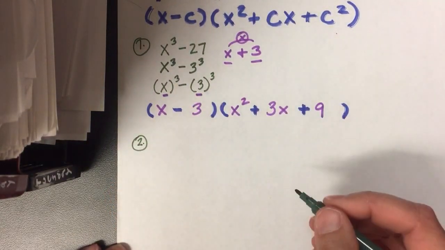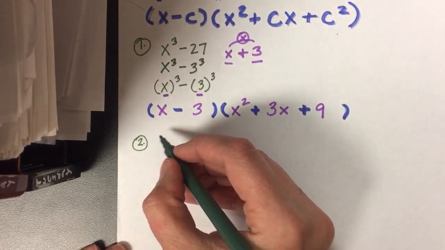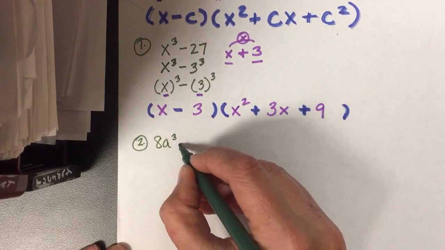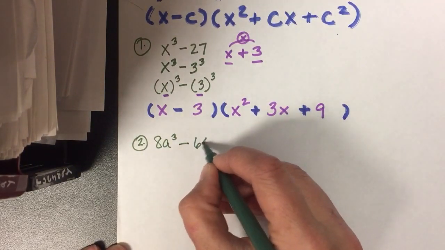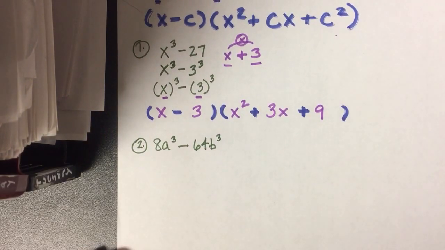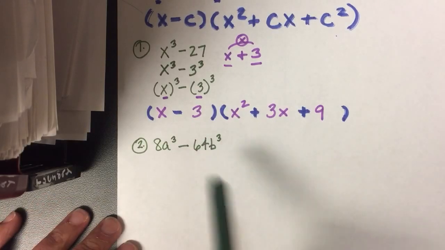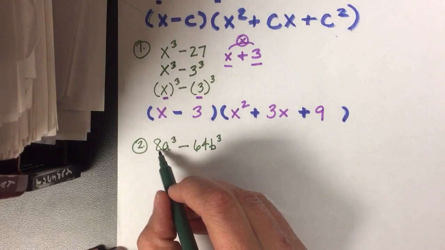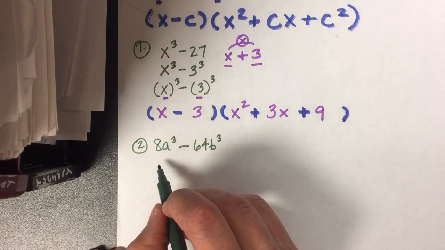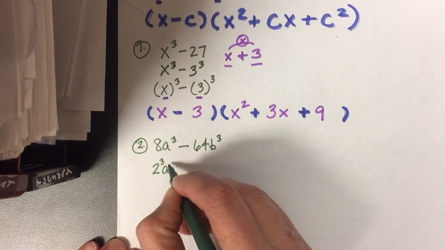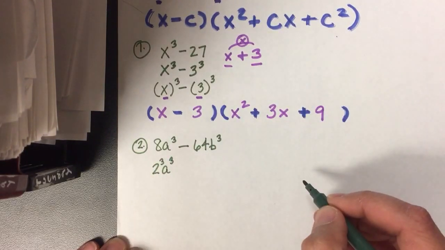Okay, so we're going to do a second example here. Let's say that we have 8a cubed minus 64b cubed. What I'm going to do in this situation is the same thing. I have to determine, is this a difference of two cubes? First of all, let's look at the constants. Let's look at 8. Is 8 a perfect cube? And the answer is yes. 8 can be written as 2 cubed, 2 to the third power.